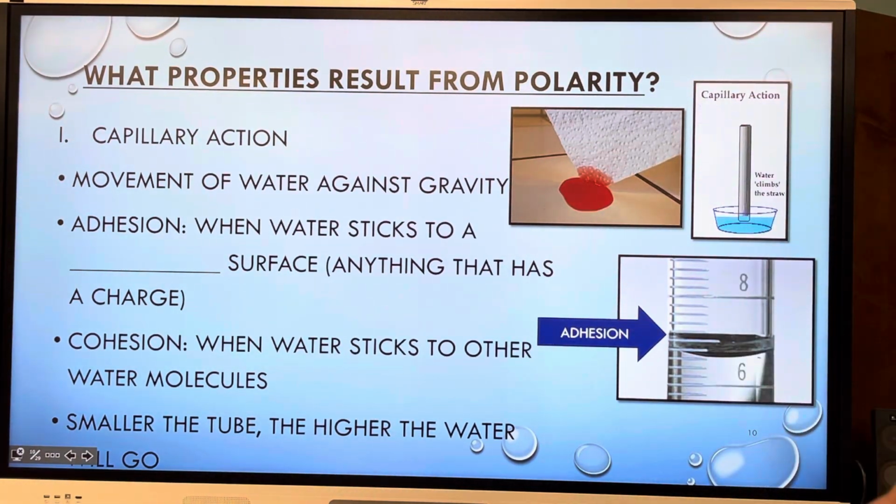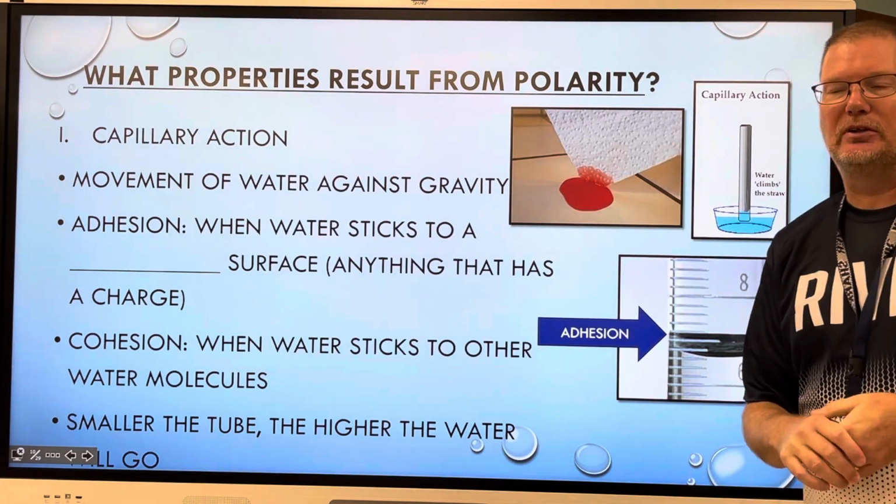So what properties result from polarity? Okay, so one of them is capillary action.